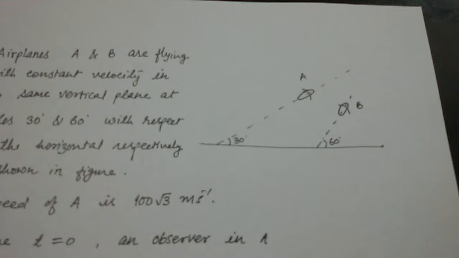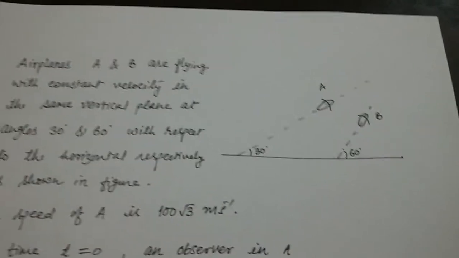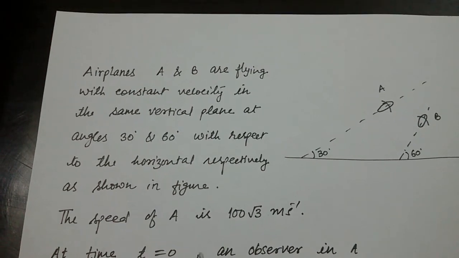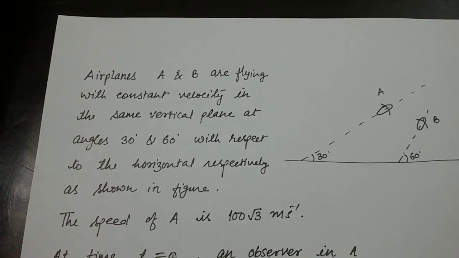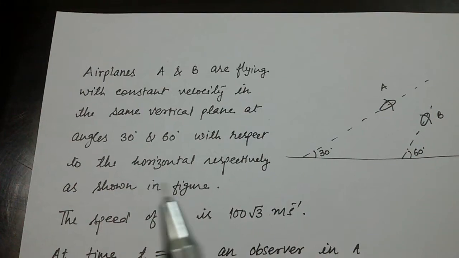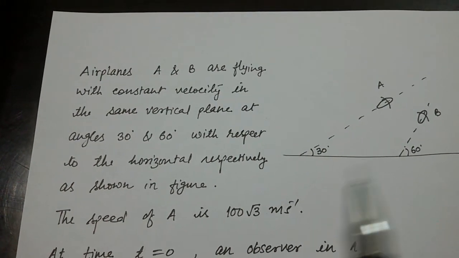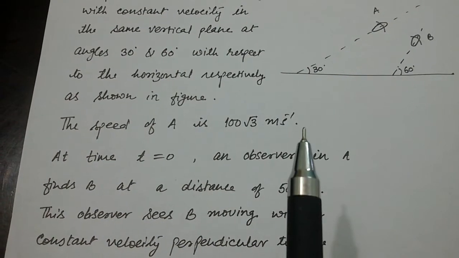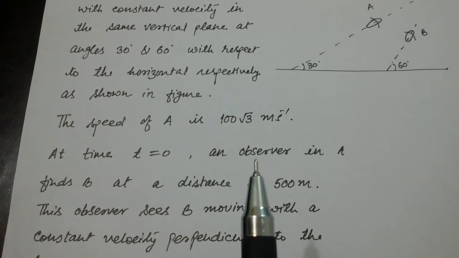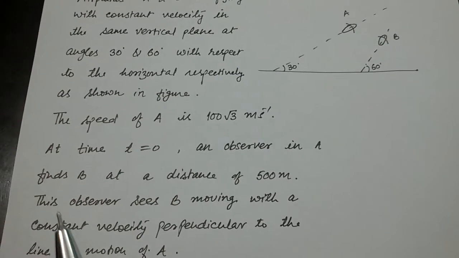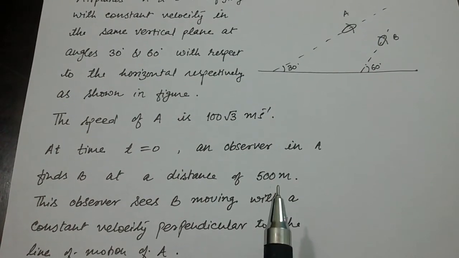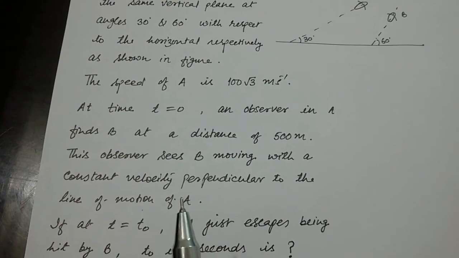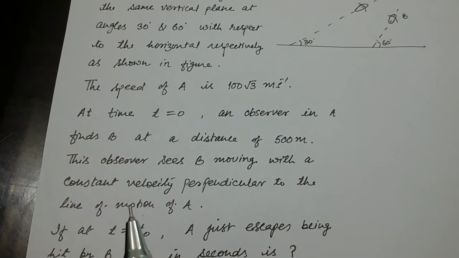This figure is already given to us, and all this was written. Airplanes A and B are flying with constant velocity in the same vertical plane at angles 30 degree and 60 degree with respect to the horizontal respectively, as shown in the figure. The speed of A is 100 root 3 meter per second. At time t equal to 0, an observer in A finds B at a distance of 500 meter. This observer sees B moving with a constant velocity perpendicular to the line of motion of A.